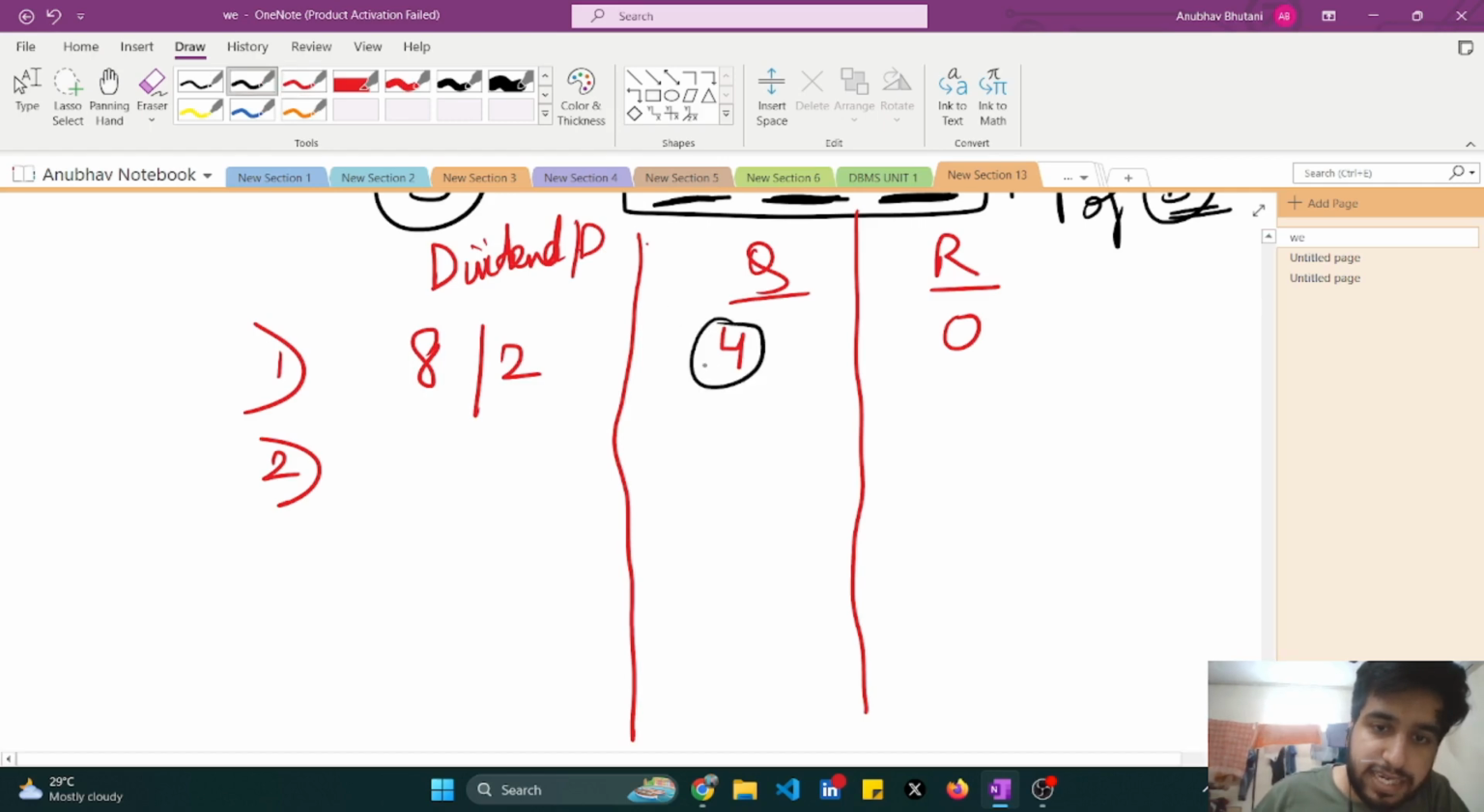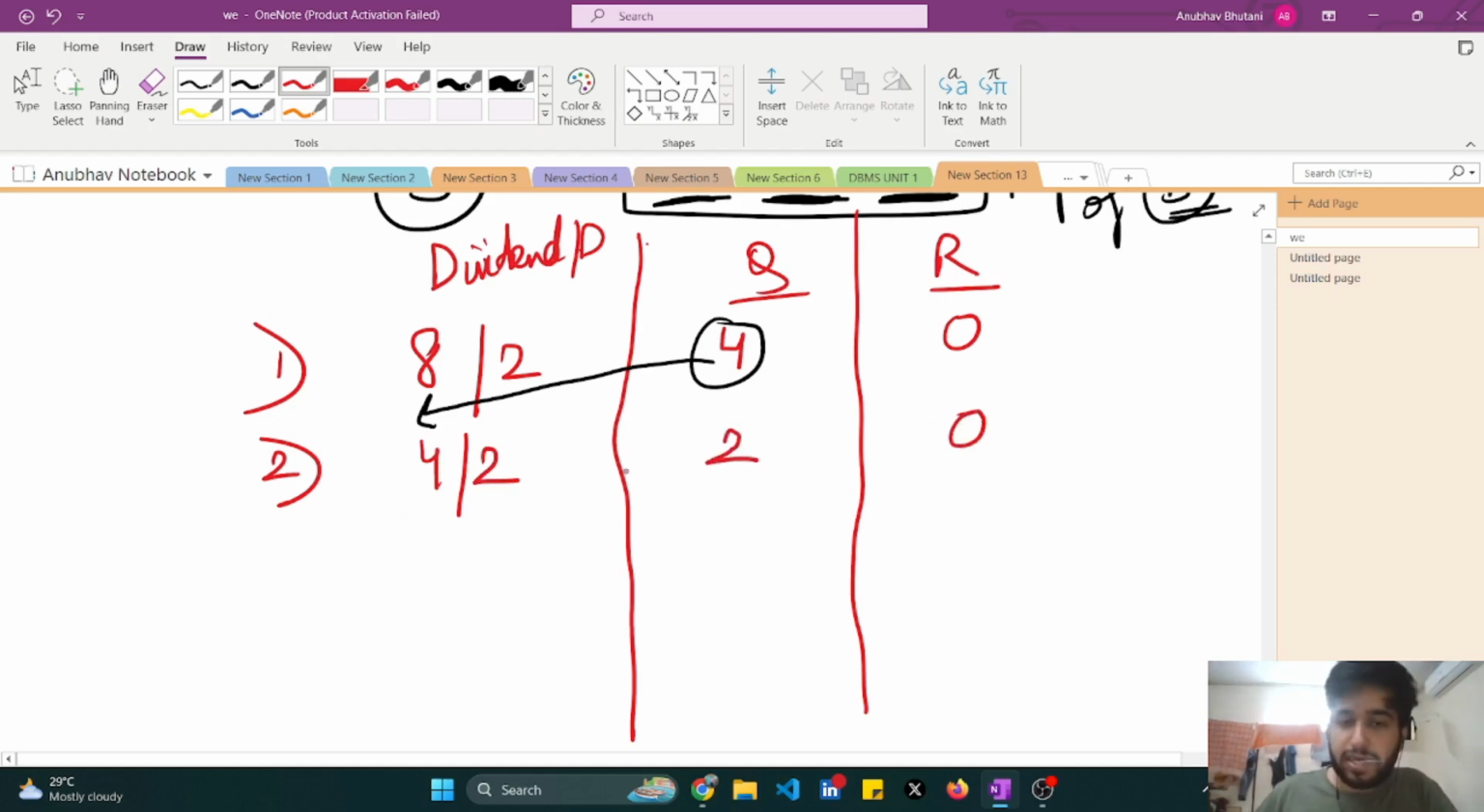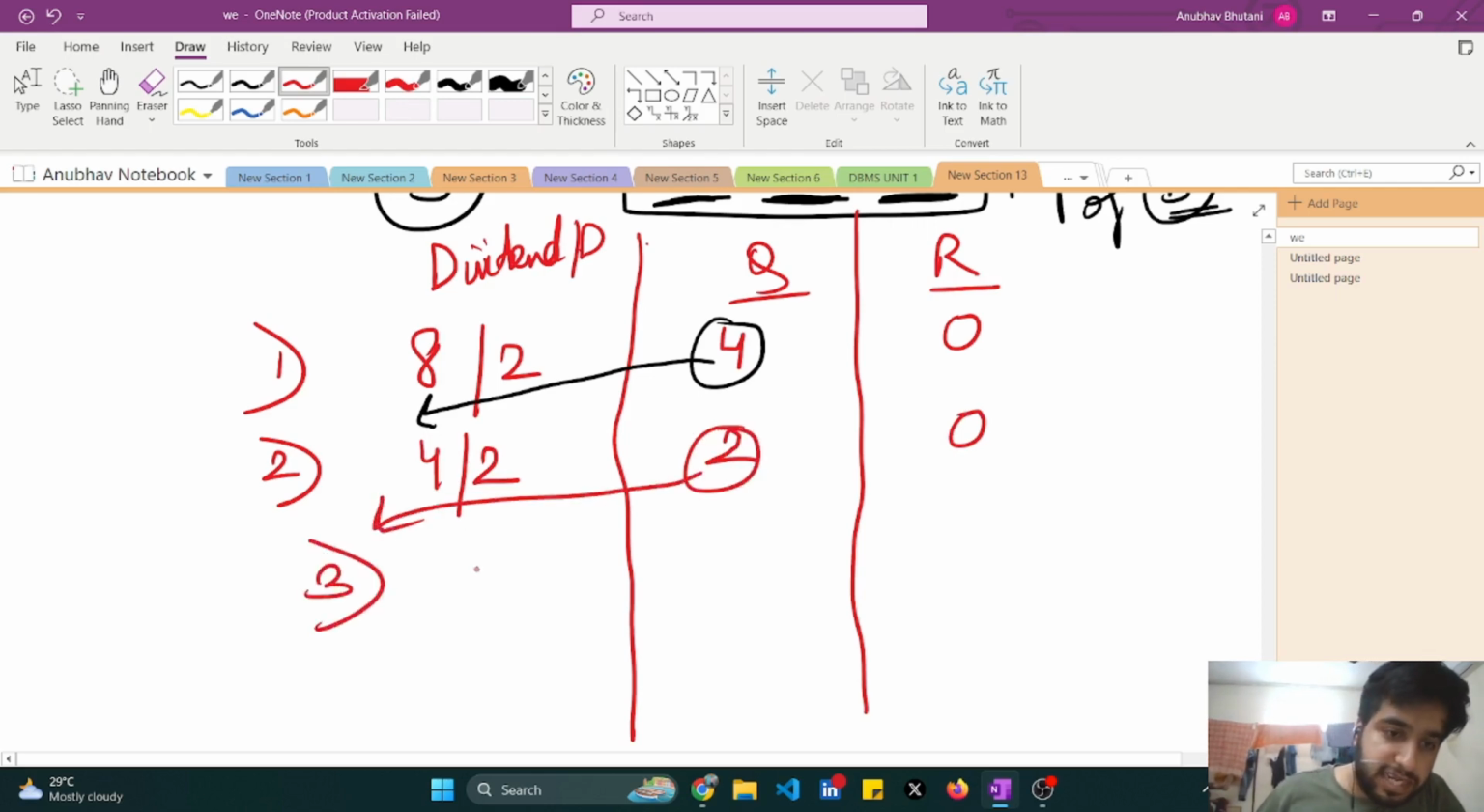Second, I'll take this quotient and put it as a dividend. So 4 comes here and it is divided by 2. So my quotient becomes 2 and my remainder becomes 0. I'll again perform the same steps. My quotient will be the dividend. So my 2 will come here. It is divided by 2, I'll get 1, and the remainder is 0.